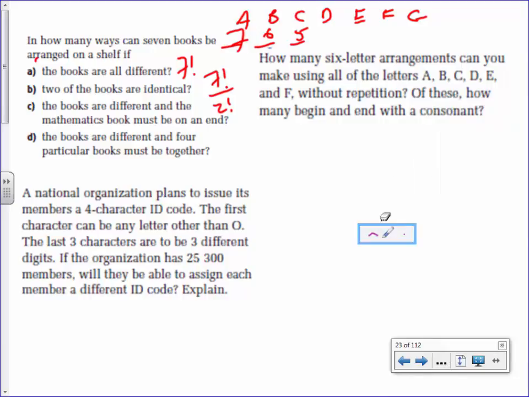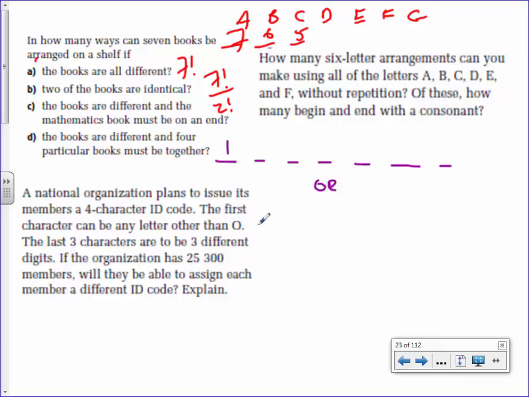So I'm going to try to visualize this. You've got your 1, 2, 3, 4, 5, 6, 7 right here. There must be a math book on one of the ends. You have 2 possibilities. What if the math book is on the first end? Well, if the math book has to be here, how many choices do you have for this slot right here? No, just 1. It has to be a math book right here. Does that make sense? Well, it could be on either end though.